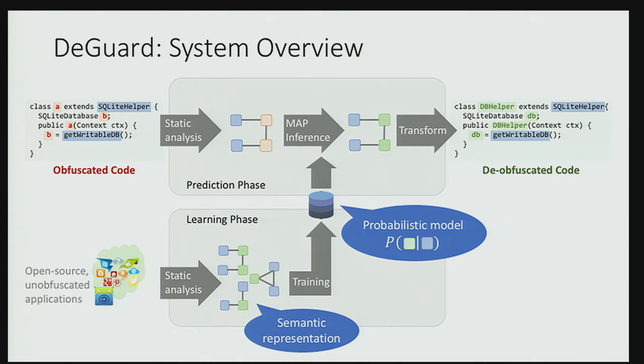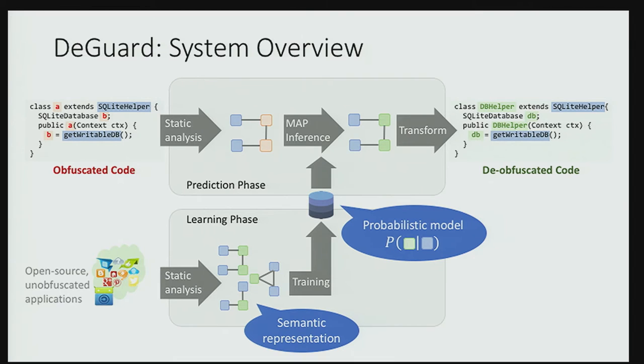Then we can use it to deobfuscate Android applications. This is done during the prediction phase, which is done once for each application. In this phase, we start with the obfuscated source code. We derive, again, this semantic representation about the application. Intuitively, this captures the program elements and how they relate to one another. Then we query the probabilistic model to figure out the most likely names for the obfuscated elements, and then we transform the application with the names that we predict.